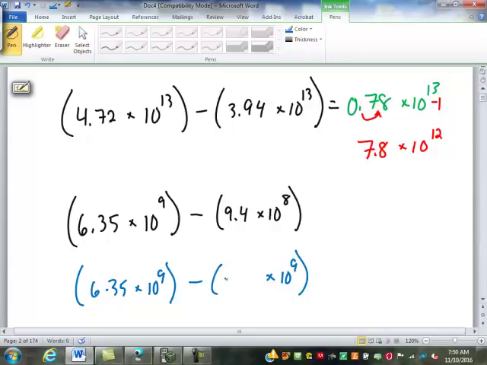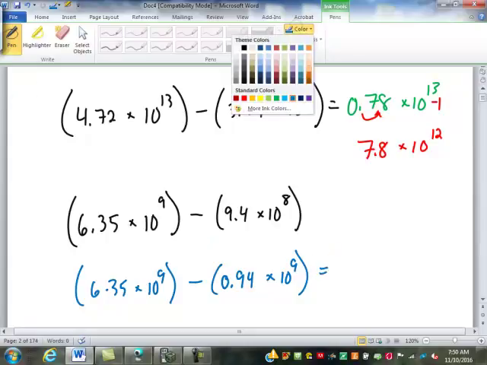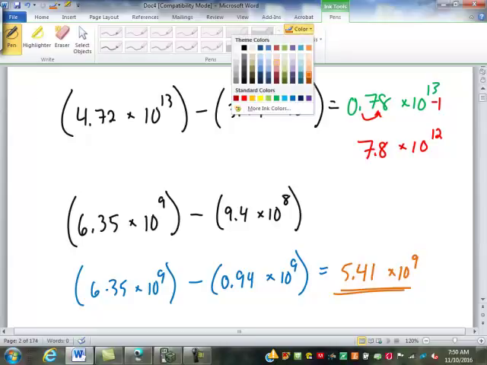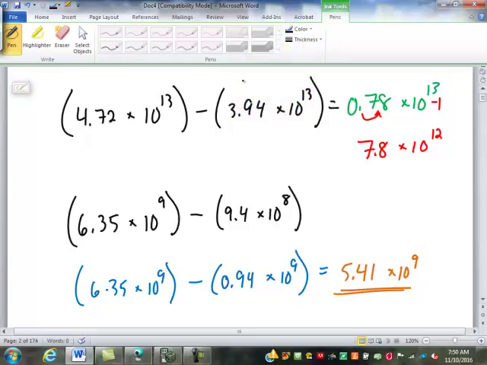9.4 is going to become 0.94. The power got larger, the number has to get smaller. Power got larger by 1, number is smaller by 1 place. So now we subtract. 6.35 minus 0.94 is 5.41 times 10 to the 9th. So subtraction isn't so bad. If you can do addition, you can do subtraction.